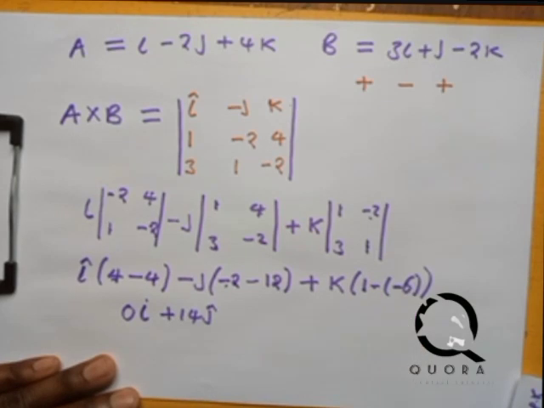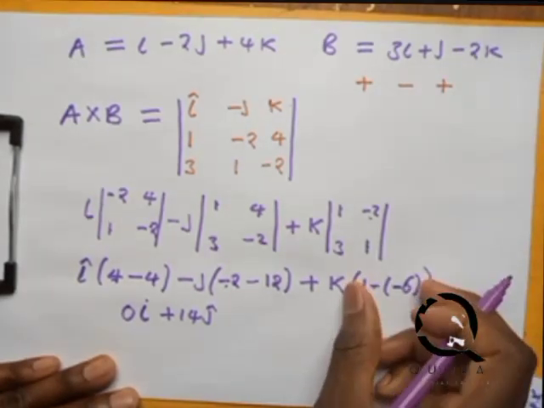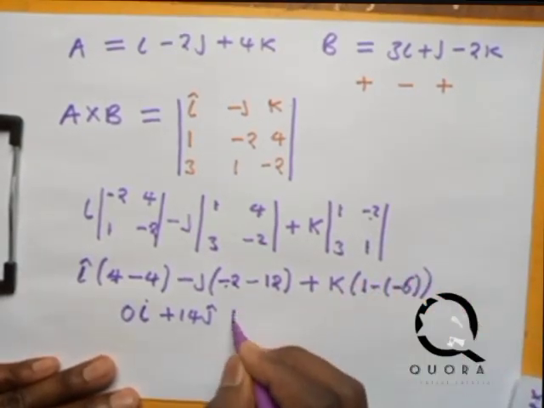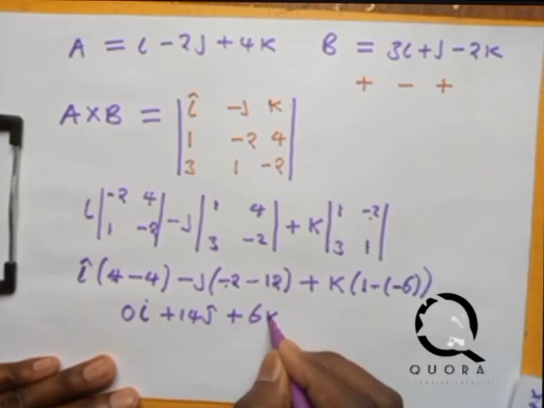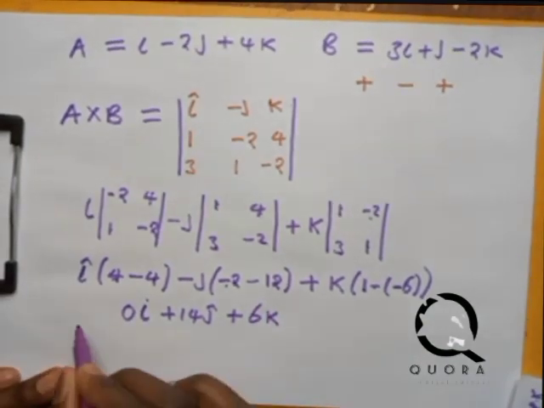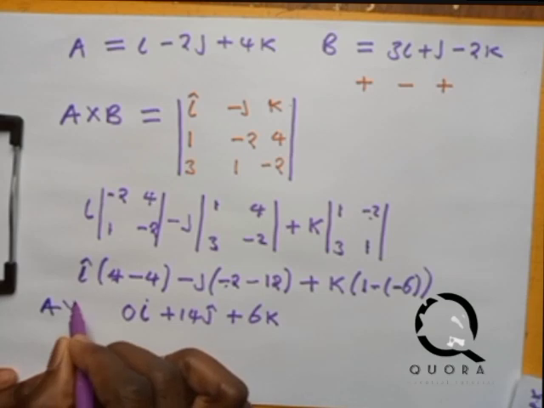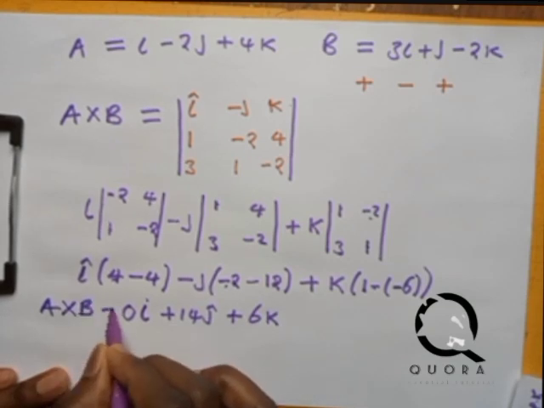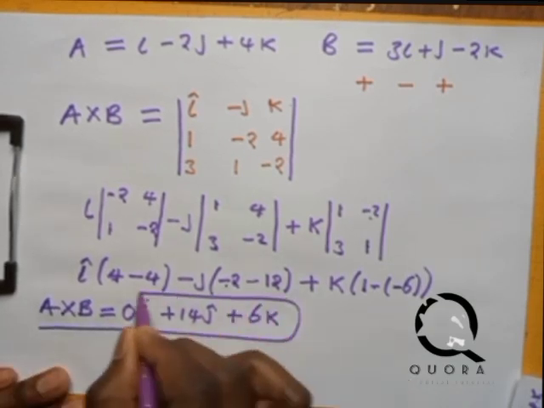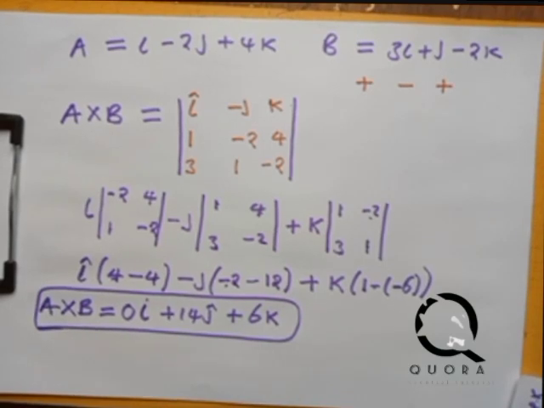1 minus negative 6, we are going to get 6 here. 6 multiplied by k, we are getting 6k. That has to be your correct answer.